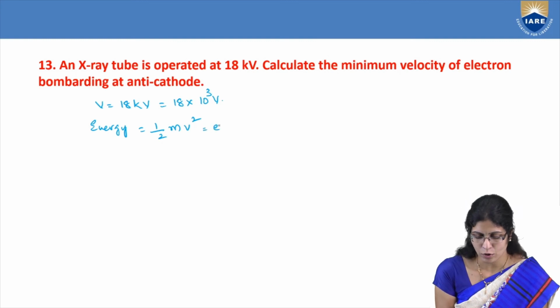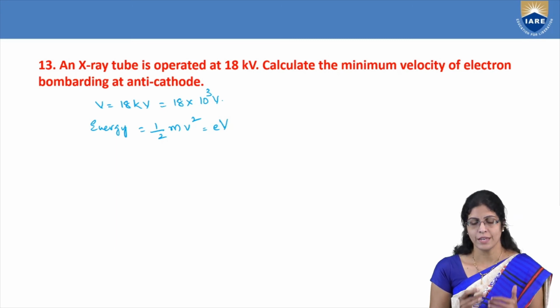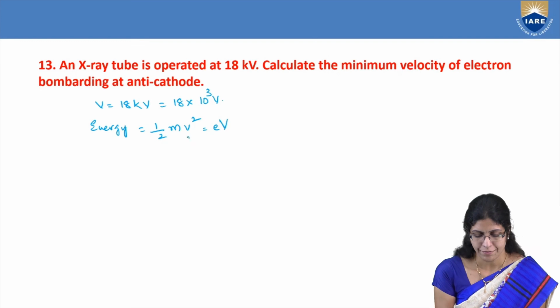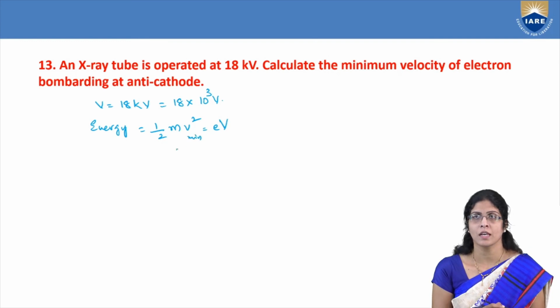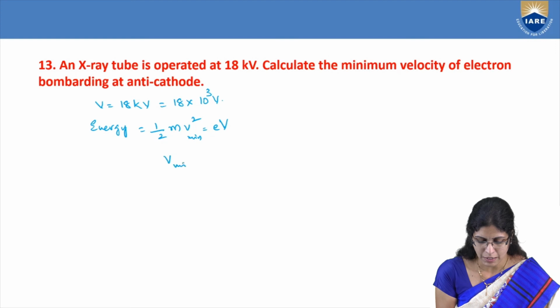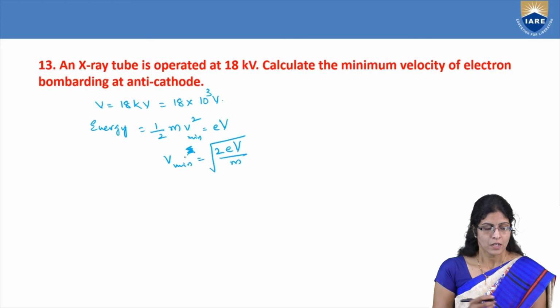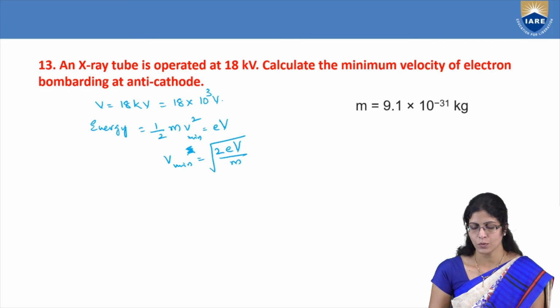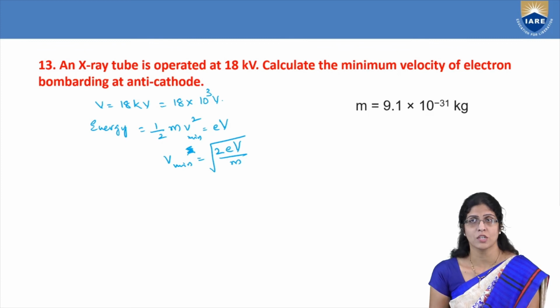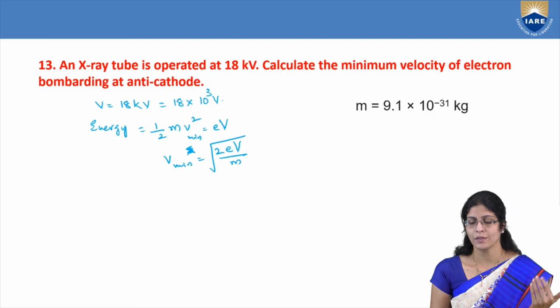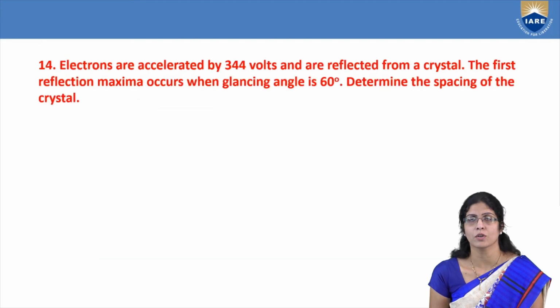What is it? If an electron of charge e is subjected to any potential V, then this is the energy. So if this is the minimum velocity, from this I can find that v minimum square is equal to 2eV by m. So v minimum will be equal to square root of 2eV by m. You can just use the mass m here, you know the charge of the electron, V is given, and then you will end up with the minimum velocity of the electron.